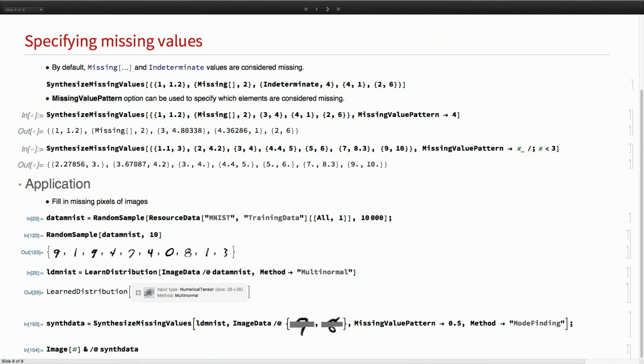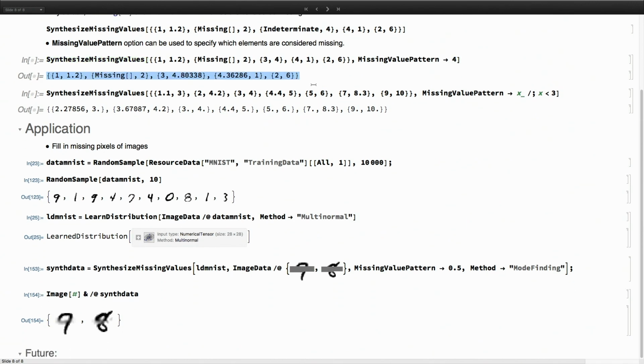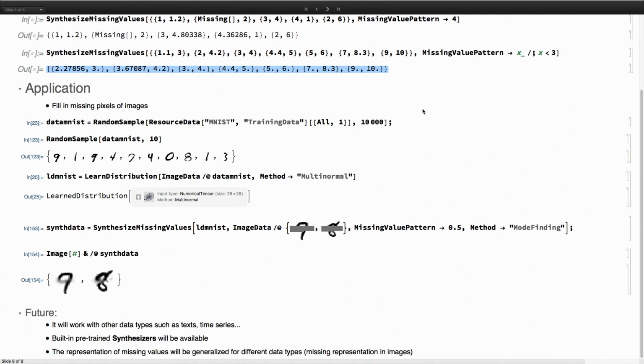I told you that by default, SynthesizeMissingValues would pick Missing and Indeterminate as missing, but you can change that. There's an option, MissingValuePattern. You can tell it that 4 is missing, so just fill in wherever you see 4. Or you can give a function: wherever you see anything smaller than 3, just treat that as missing. This would be useful, for example, if you have corrupted images.